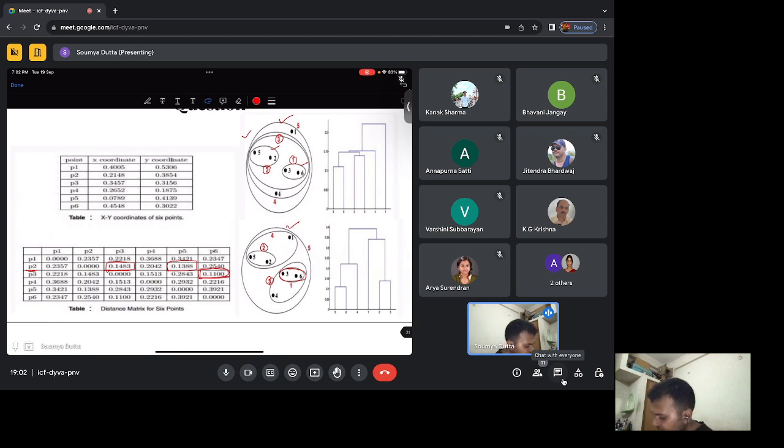Okay, and let us say you take 3 6 and you take 4. You compute the distance between 4 and 3, that is 0.1583. You compute the distance between 4 and 6, which is 0.2216. So 4 is farther from 3 6 than the cluster of 5 2 is from 3 6. Is it clear?